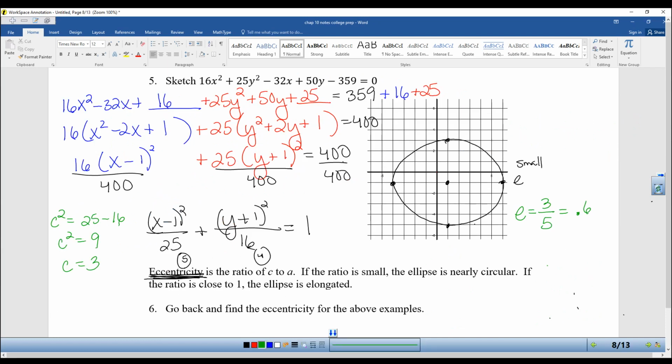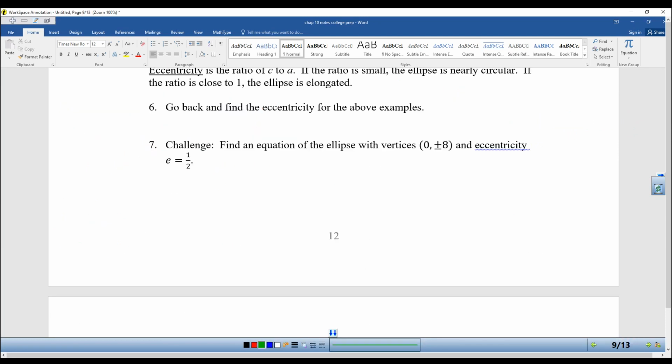Oh, actually, there's a little challenge problem here. Find the equation of the ellipse with vertices (0, ±8) if it has an eccentricity of 1/2. So I'm going to go ahead and write this answer, and hopefully you can figure that out on your own. It's a little bit more like a puzzle. But of course, I am going to do it for you.